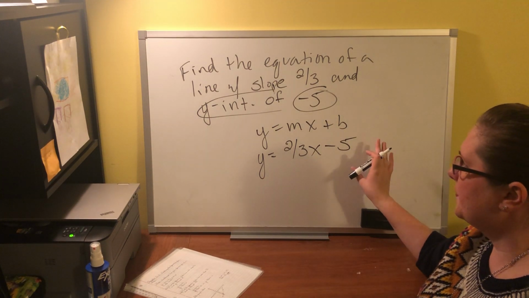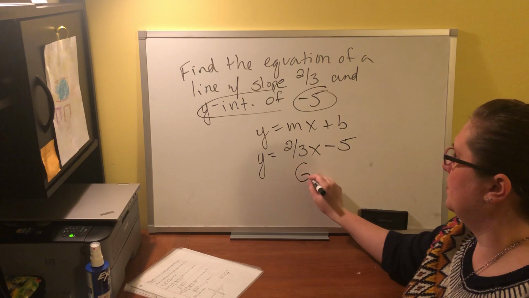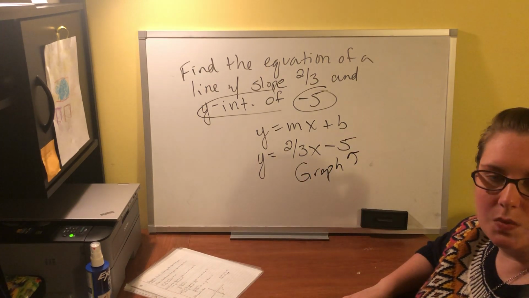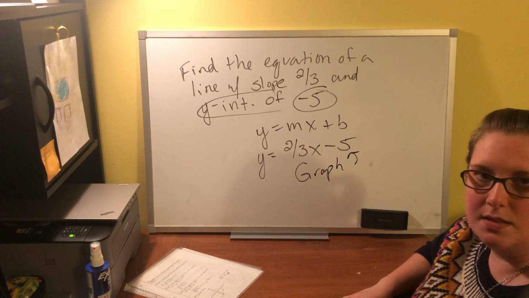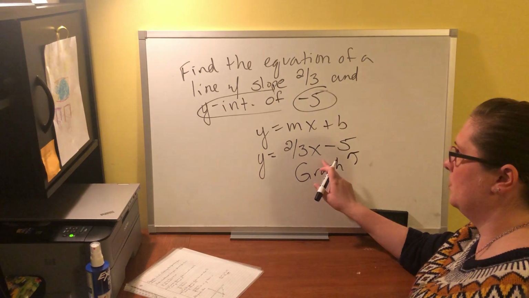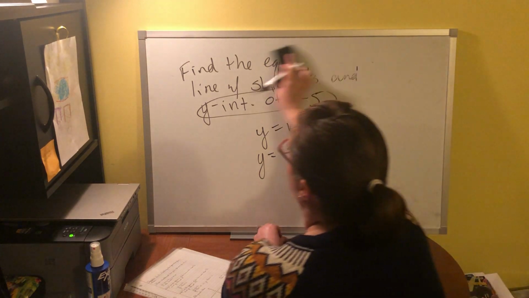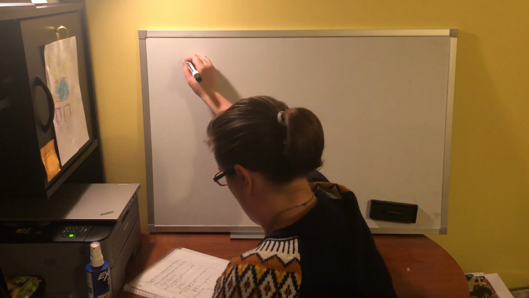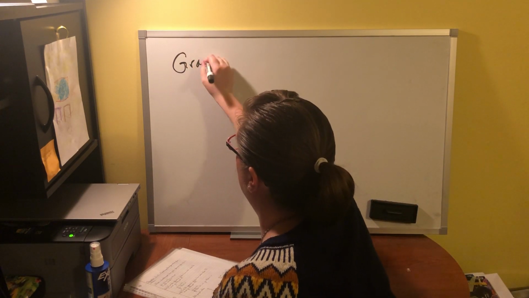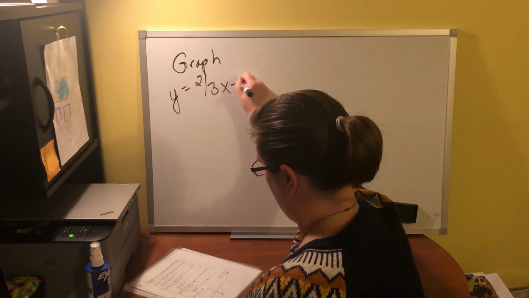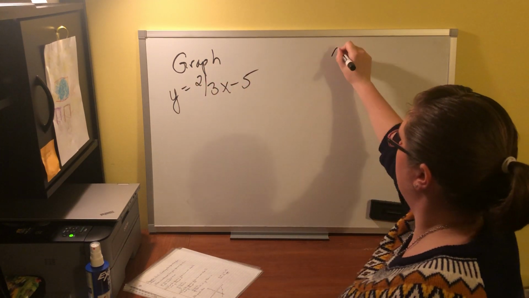Now, they're also going to want you to be able to graph this. It's nice, it's quick, it's easy. I'm going to show you how. So we're going to graph this equation of 2/3 x minus 5. We are graphing y equals 2/3 x minus 5.